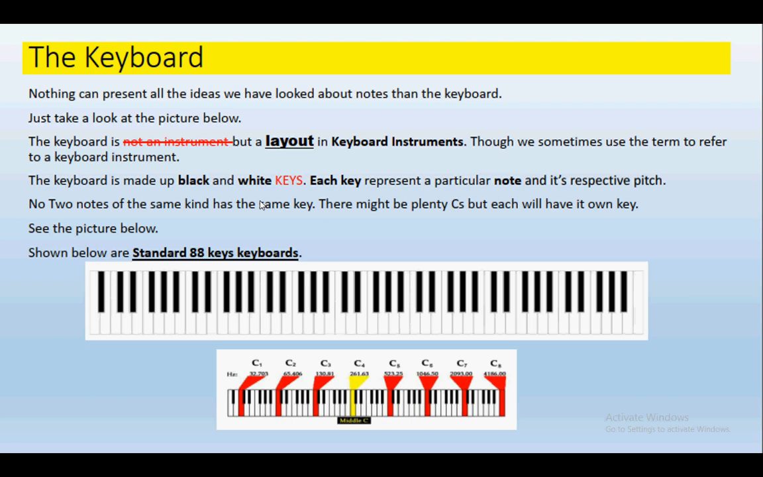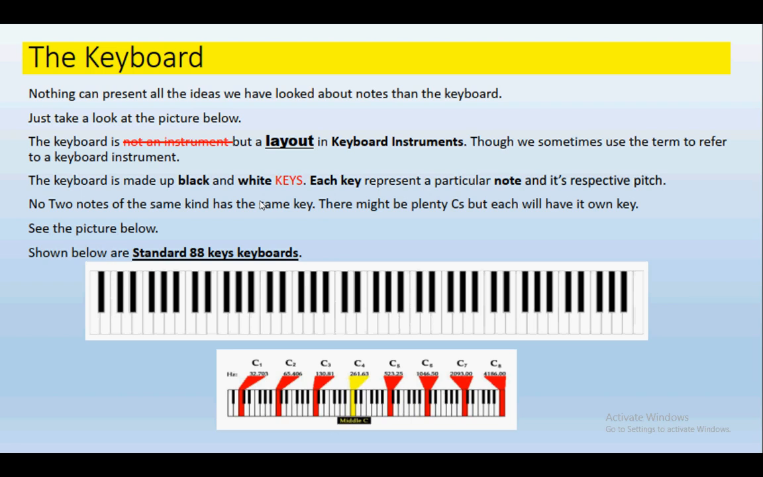Seeing a big keyboard like this, a standard 88 key keyboard, there are a lot of C's there, a lot of D's, a lot of E's. But for each of those E's, there is a particular key that will represent them. No two notes of the same kind have the same key. There's not one key that will play C1 and C2. No. There will be different keys for each of those C's. There might be plenty of C's, but each will have its own key.